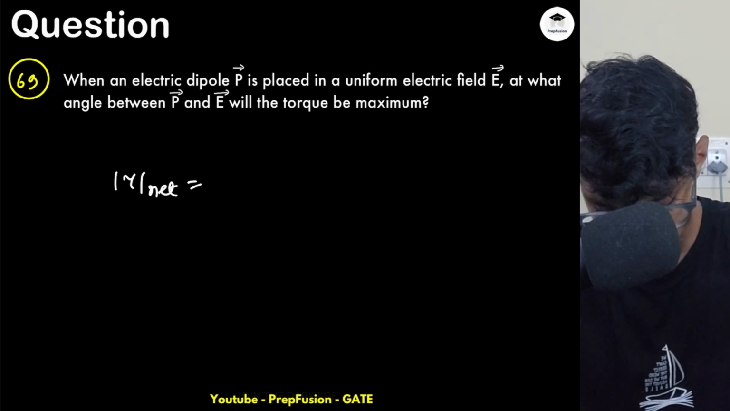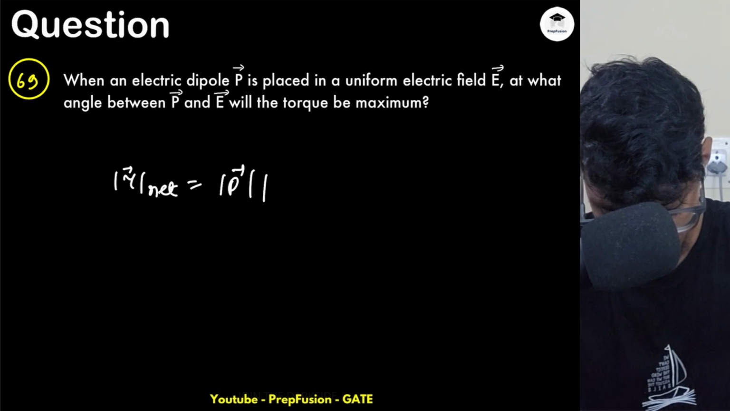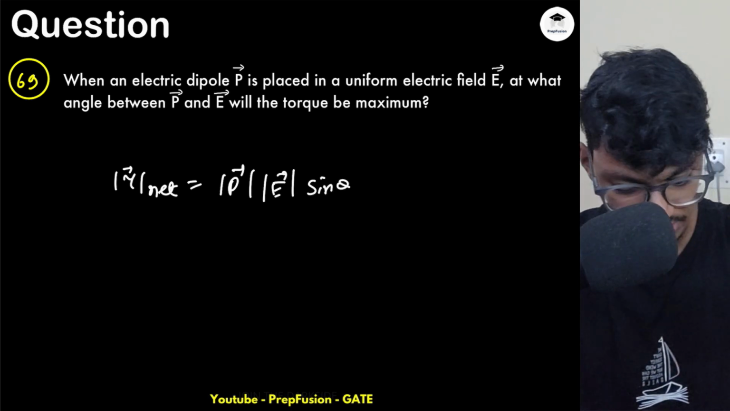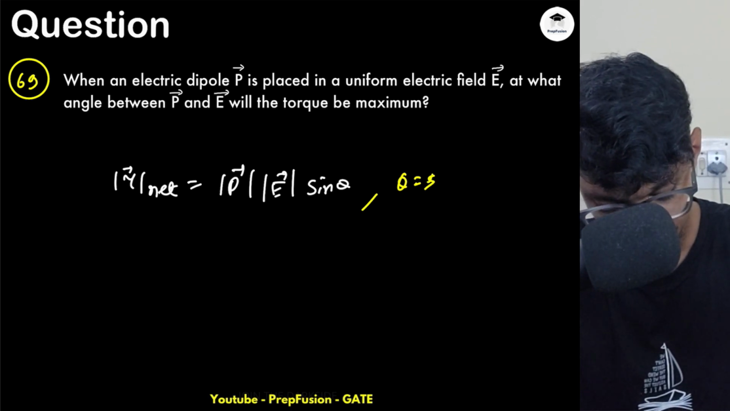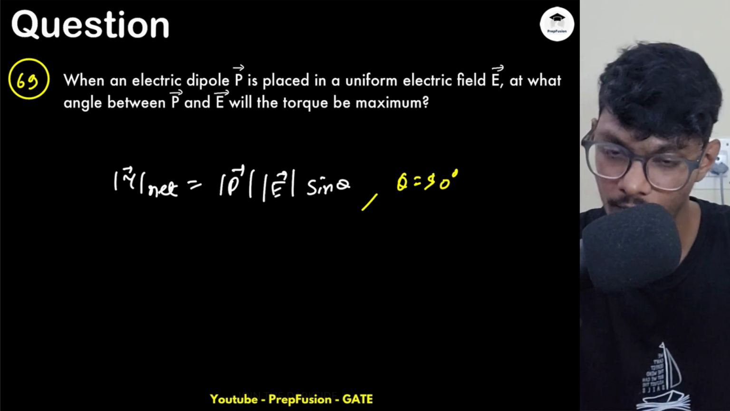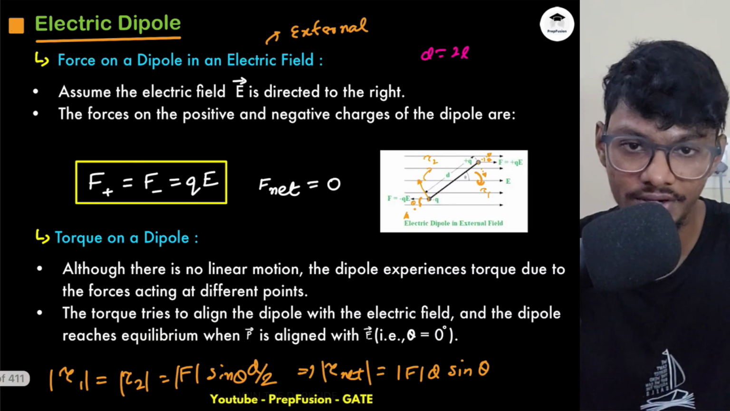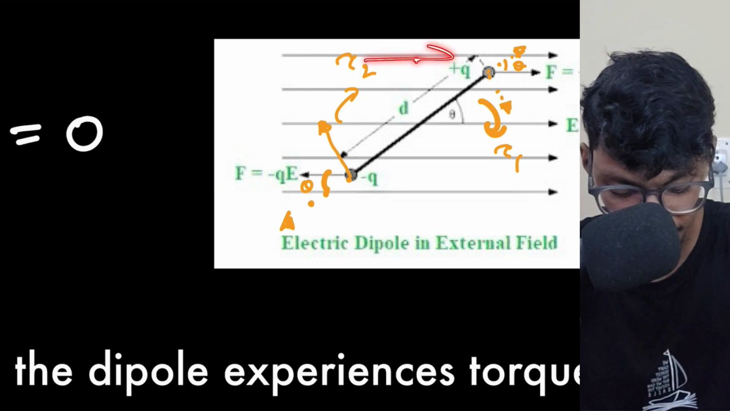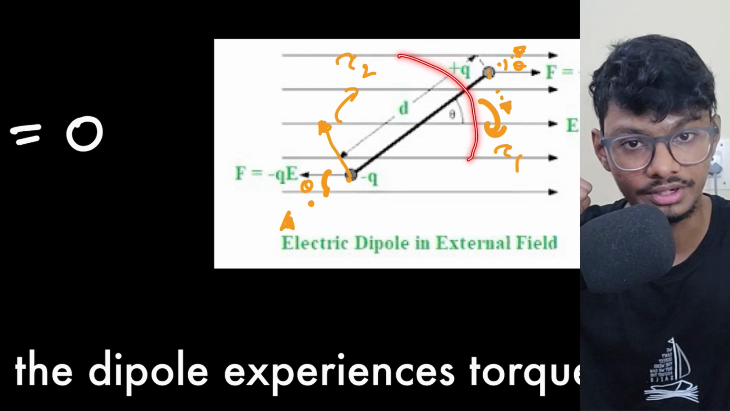Magnitude of the torque: torque net is the magnitude of P, magnitude of E, sine theta. So I can safely say that if my theta is 90 degrees, the torque will be maximum, because all these are constant. Is there any visualization here? If my positive charge is lying here and the field is also in this direction, it will get the full force. It will totally rotate until what?